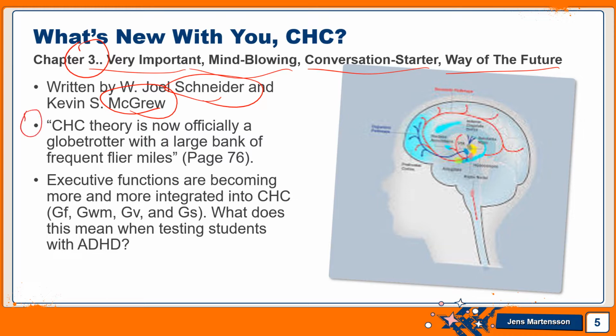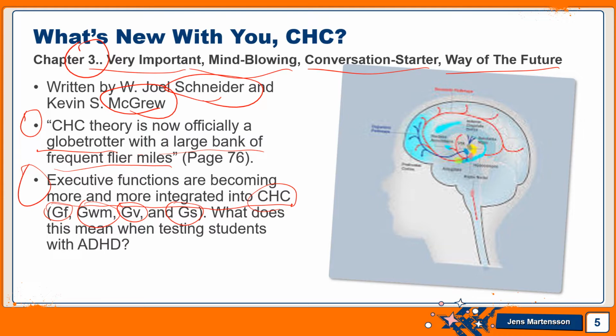The first one is that CHC theory is now officially a globetrotter. Yay! A globetrotter with a large bank of frequent flyer miles. So it is now all over the world. It's catching on in other areas. We were also talking about executive functions becoming more and more integrated into CHC. So things like Gf, Gs, Gwm, Gv, those are becoming more and more correlated with executive functions. So that's kind of a new area.